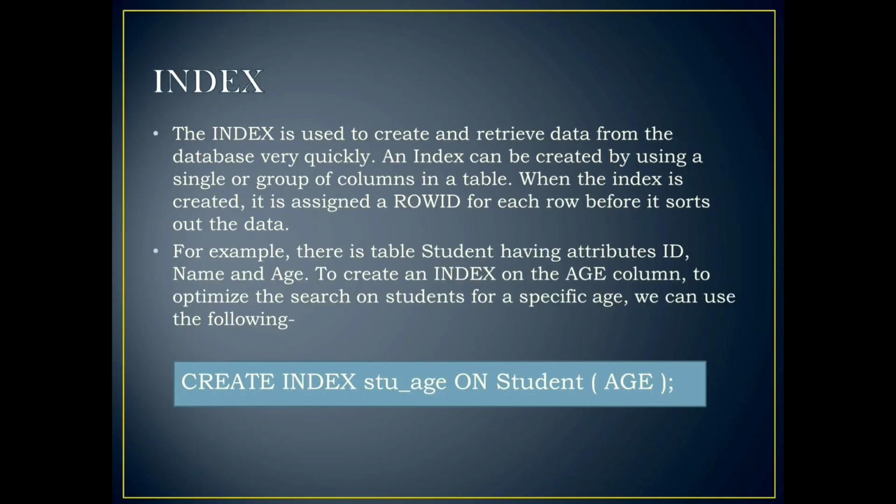Index constraint. The index is used for faster creation and retrieval of data from the database. It is created by using one or more columns in a table. After creating the index, a row ID is assigned to each row, before sorting the data. The index constraint can never be added to a table during its creation. It can be applied only to an existing table. Here is an example to create an index for optimizing the search operation in a table.